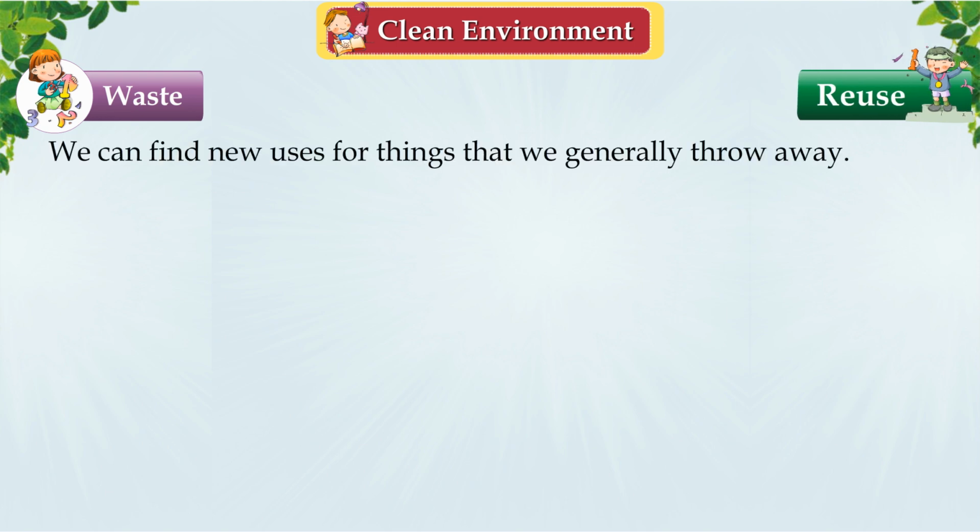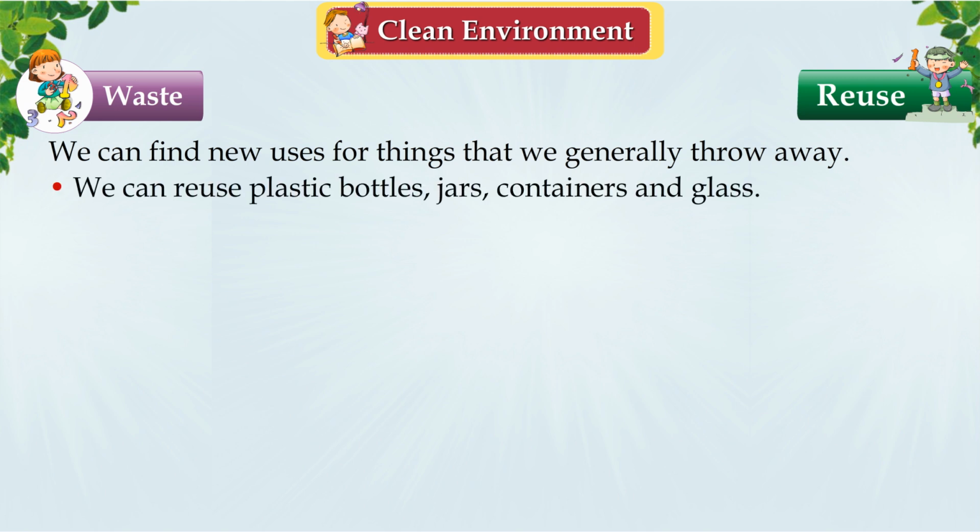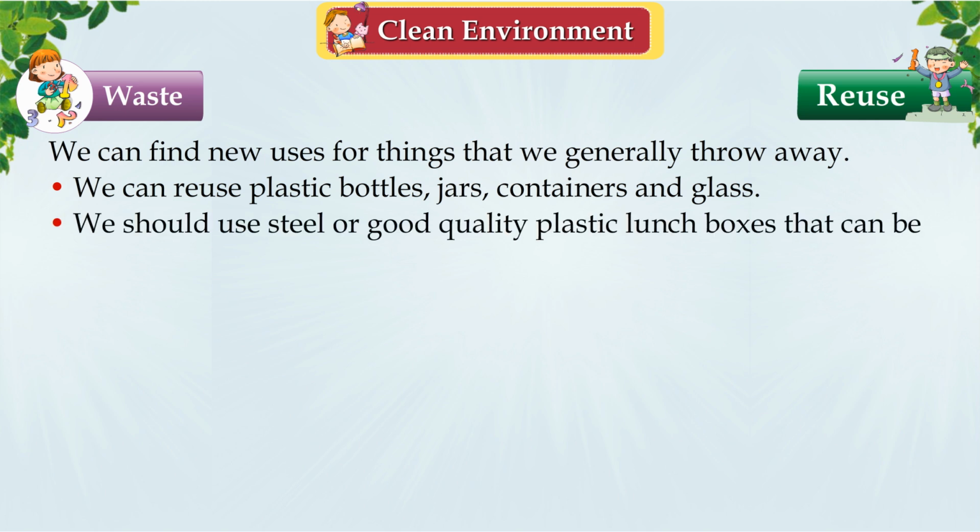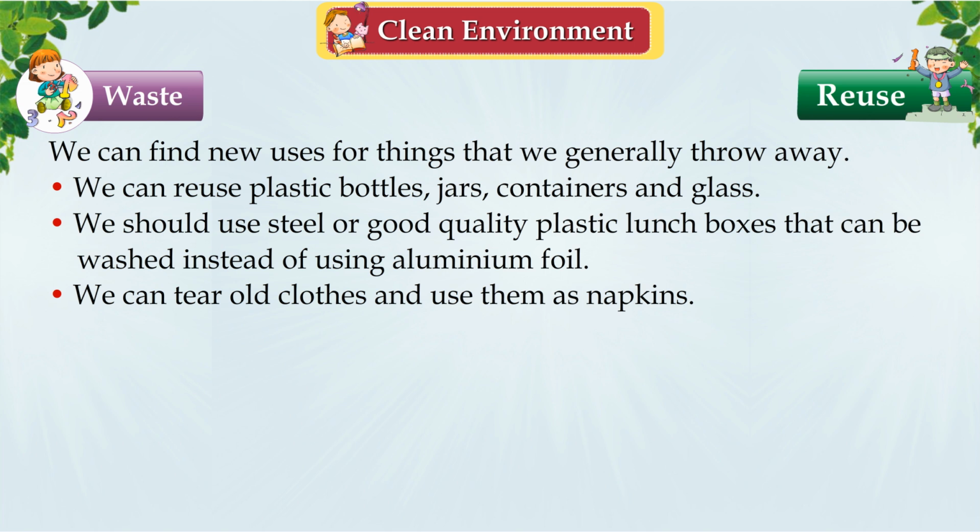Reuse. We can find new uses for things that we generally throw away. We can reuse plastic bottles, jars, containers, and glass. We should use steel or good quality plastic lunch boxes that can be washed instead of using aluminium foil. We can tear old clothes and use them as napkins.